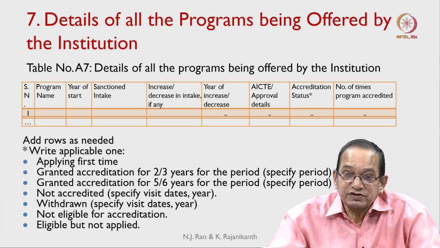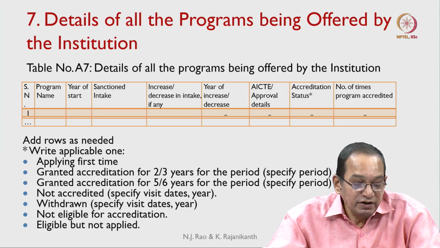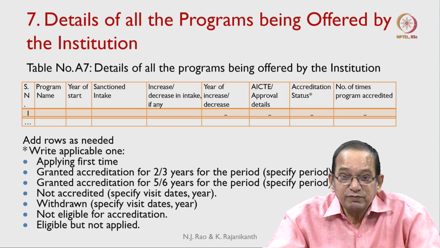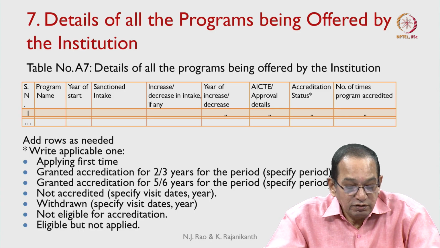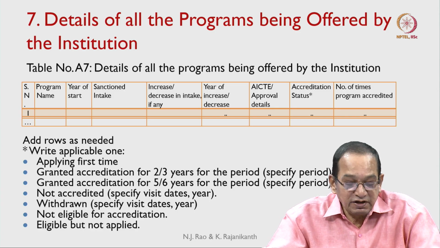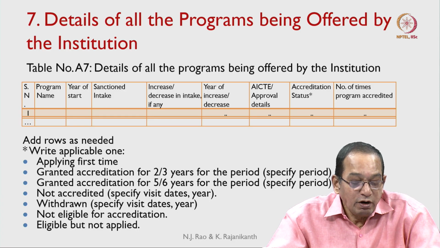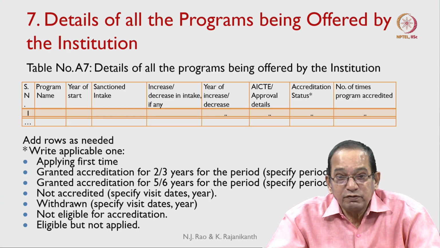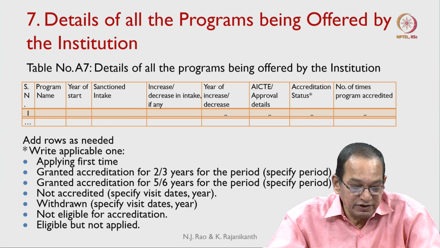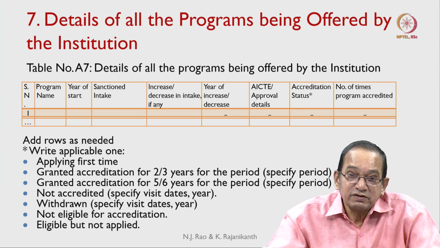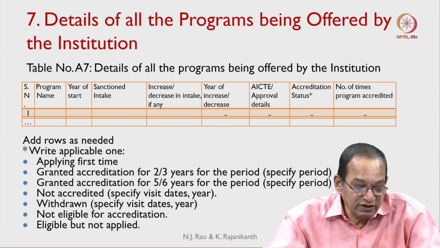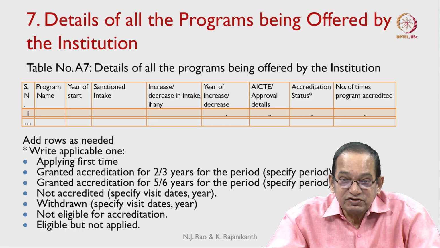Then accreditation status. The accreditation status could be that we are applying for the first time for the accreditation of this program, or the program has been granted accreditation for a 2 or 3 year period. Specify what is the period, from which date to which date, or granted accreditation for 5 or 6 years, again specify the period. Not accredited, that is the program did apply for accreditation, the committee did visit, but the program was not accredited, then specify the visit dates and the year.